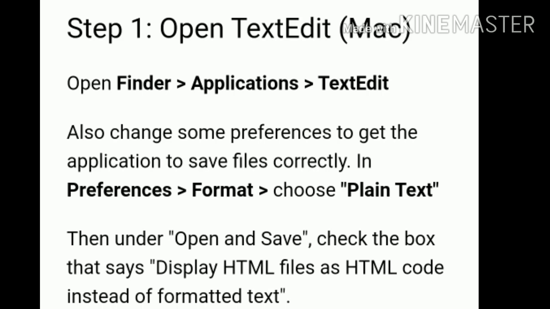Then, under Open and Save, check the box that says display HTML files as HTML code instead of formatted text. Then open a new document to place the code. This is how to open the text editor on a Mac.